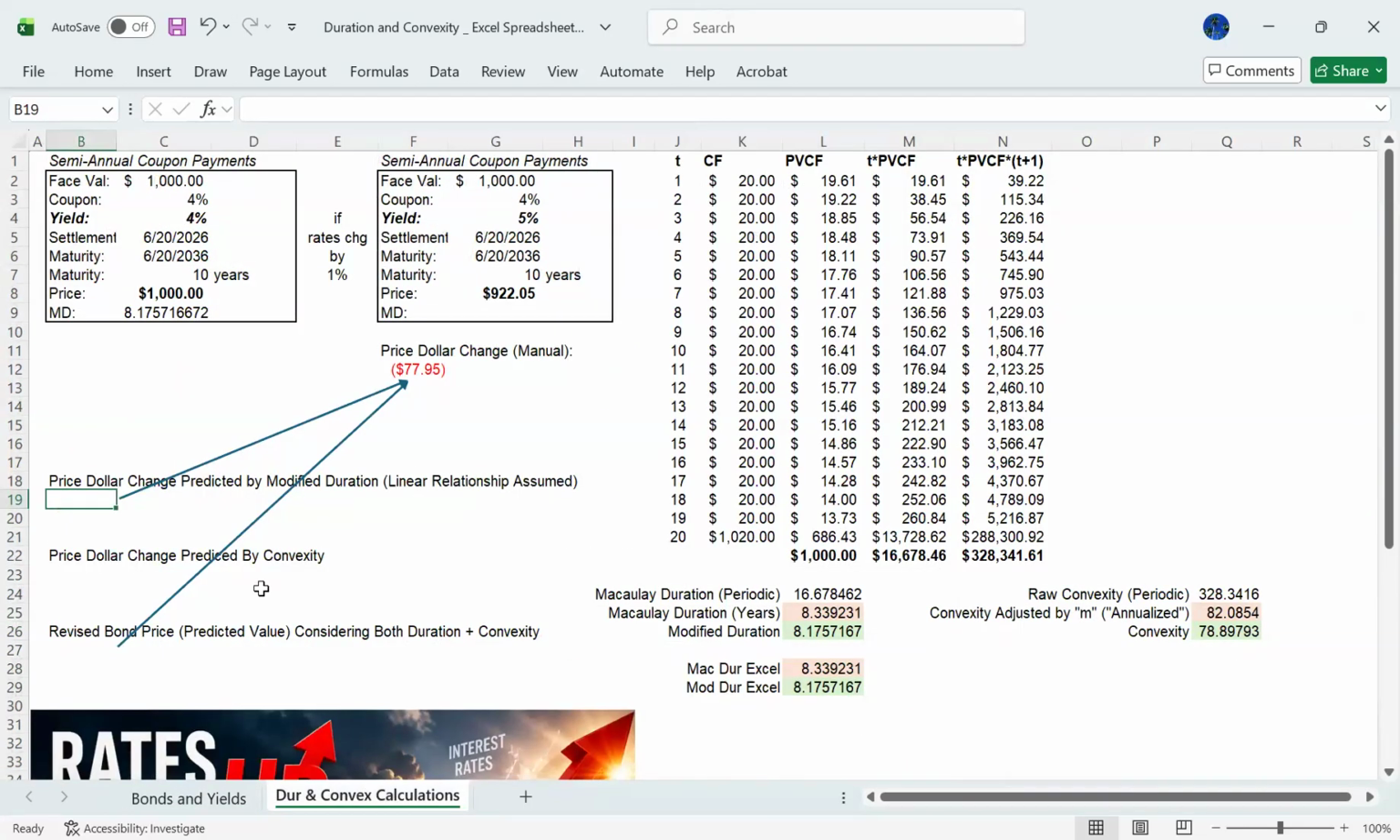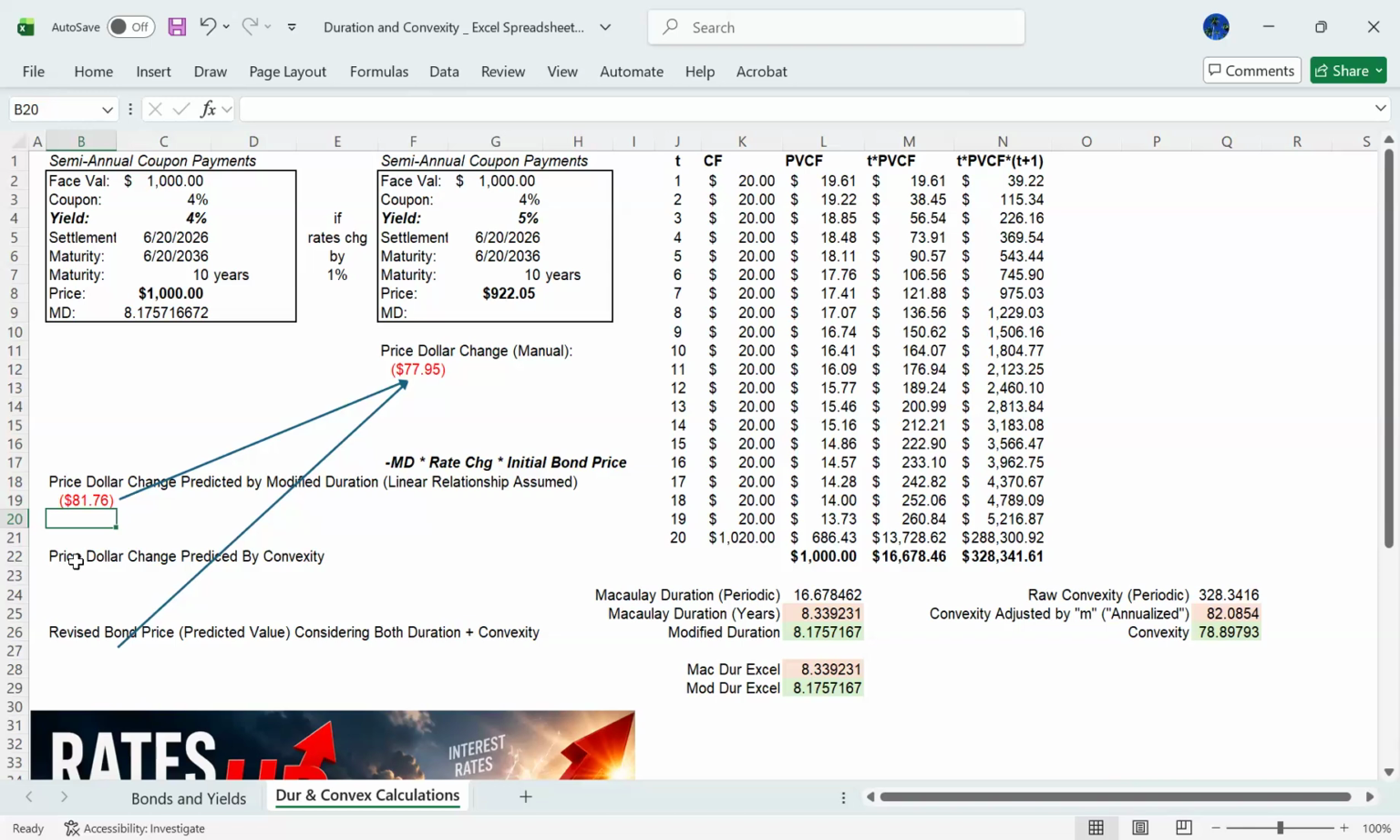So the price dollar change predicted by modified duration: keep in mind that we multiply minus MD times the rate change, and then times the initial bond price. Let me move this here. Now let's use it. We will have minus modified duration times the rate change. Rates are going up by 100 basis points, 1%, times the initial price of the bond. And there we go. We have an 81.76 drop predicted by modified duration.